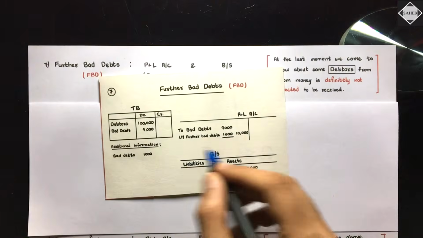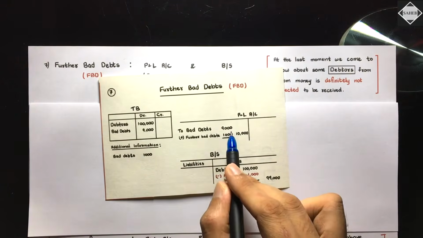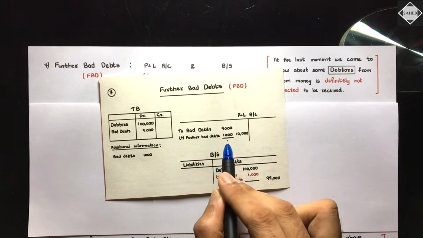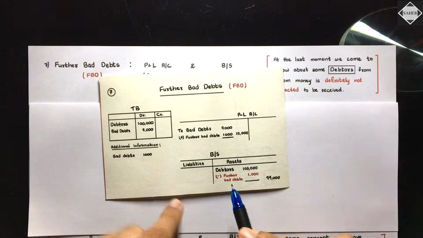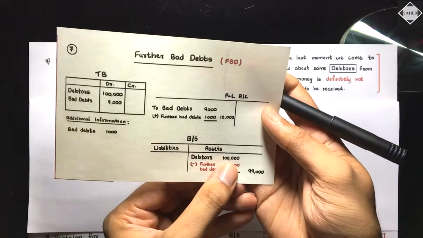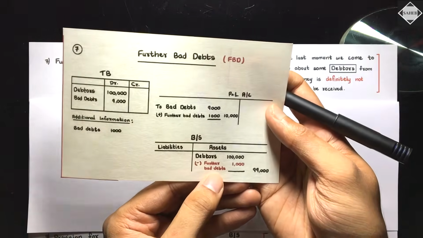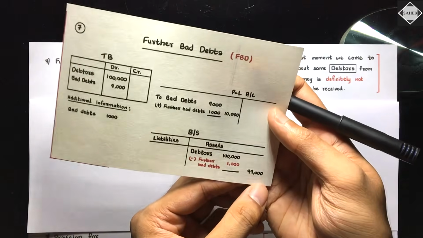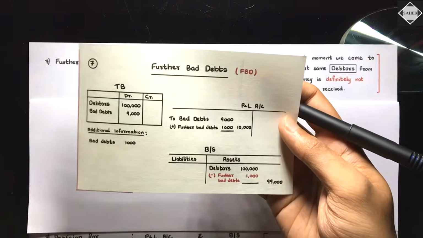So what are you going to do? Really simple. In the P&L, you will take the normal bad debts from the trial balance, bad debts 9,000, and you will add this further bad debts to that, plus further bad debts 1,000, that is equal to 10,000. Then the second effect will go in the balance sheet. You will deduct it from the debtors figure. See, debtors 1 lakh minus further bad debts 1,000. The loss has happened, so you have to reduce the debtors balance also. So debtors balance will now be 99,000. Is it clear? This is how you treat the further bad debts.